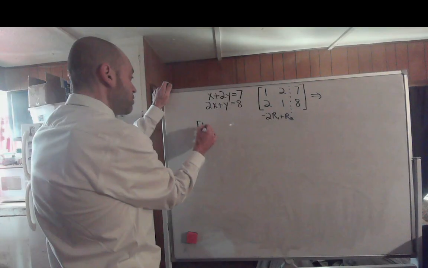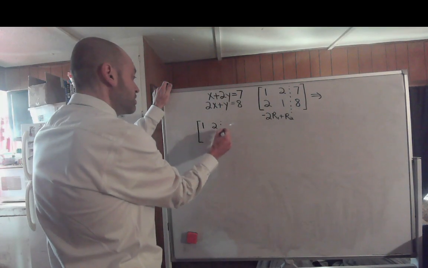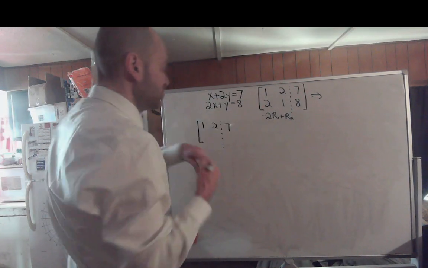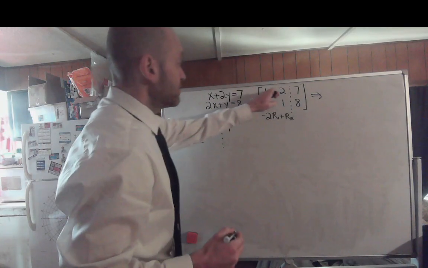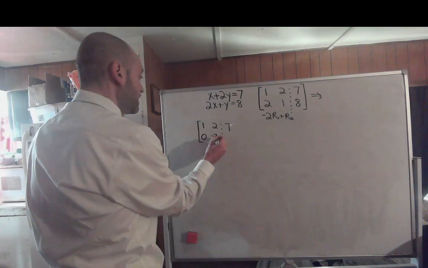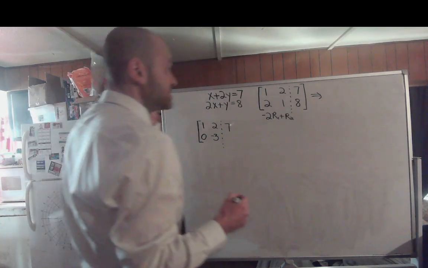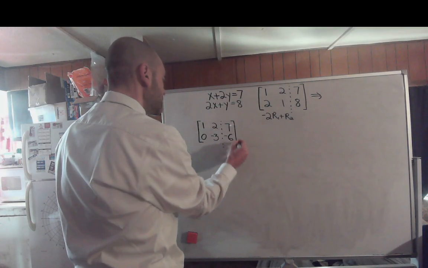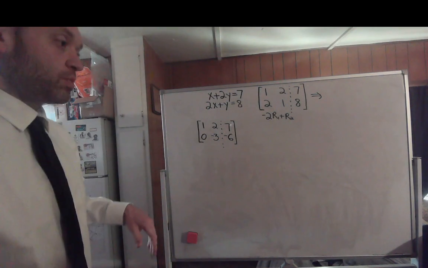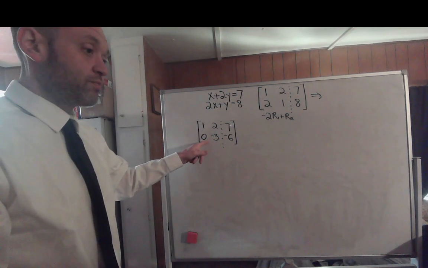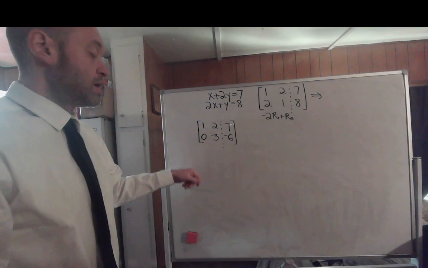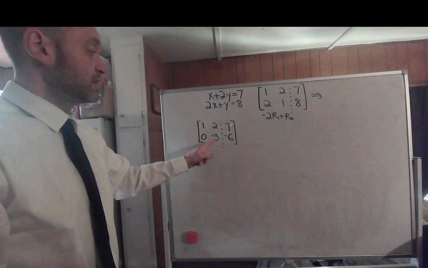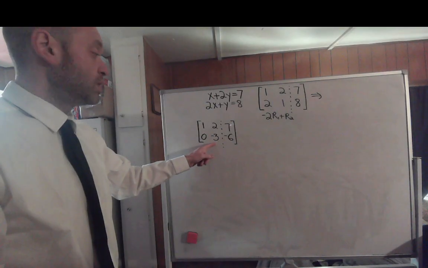So let's go ahead and apply that transformation here. So row 1 is temporarily left alone, 1, 2, and 7. Now negative 2 plus 2 is 0. Negative 4 plus 1 is negative 3. And then, let's see, negative 14 plus 8 is negative 6. Alright, we're part of the way there. So the first digit in row 2 is a 0. But we need to make the second digit in row 1 a 0, and the leading coefficient in row 2 needs to be a 1.